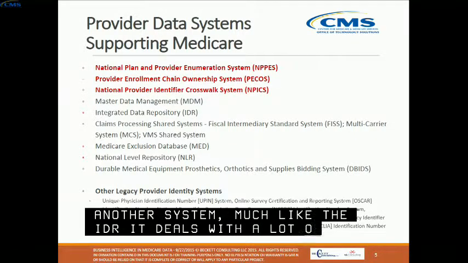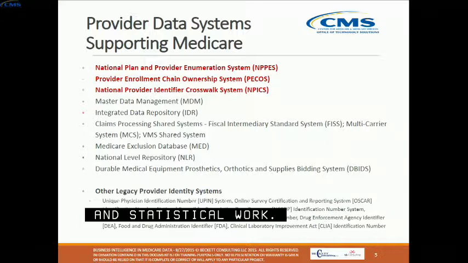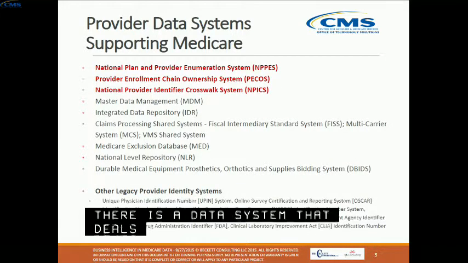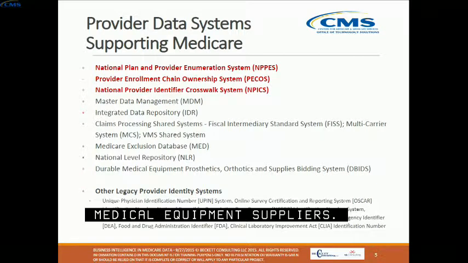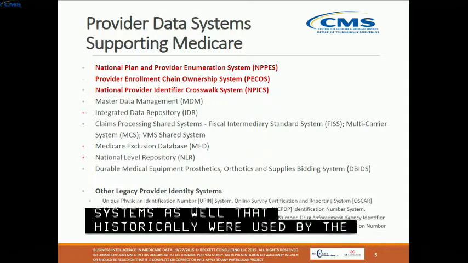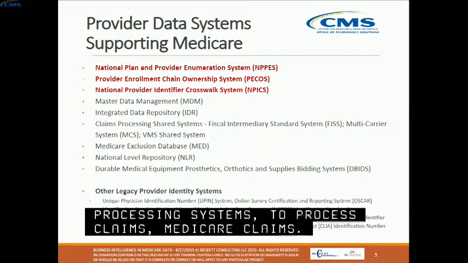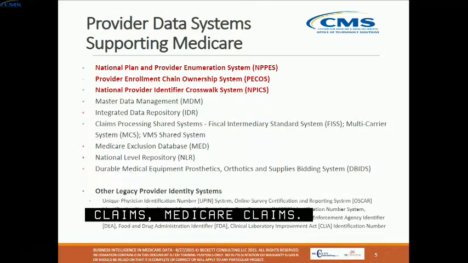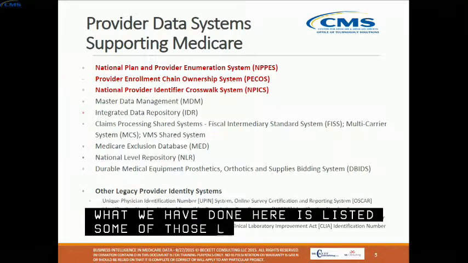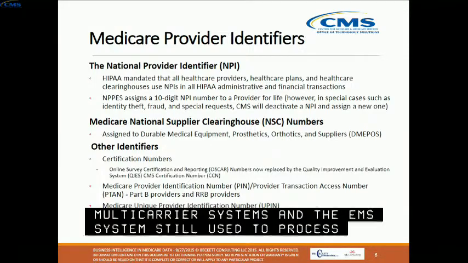And then there's a DMEPOS bidding system that deals with the bidding around durable medical equipment suppliers. And there's a whole series of legacy systems as well that historically were used by the shared systems, the claims processing systems, to process Medicare claims. And what we've done here is listed some of those legacy identifiers that the fiscal intermediary and the multi-carrier system and the VMS system still use to process claims. And we'll chat a bit more about those as we get further along here.